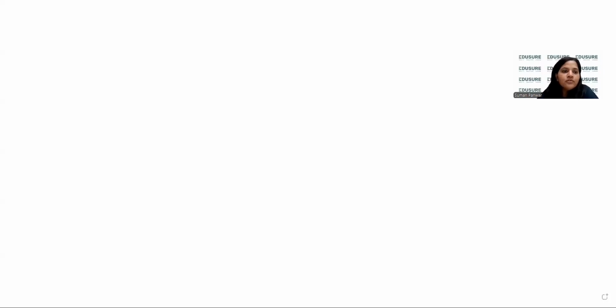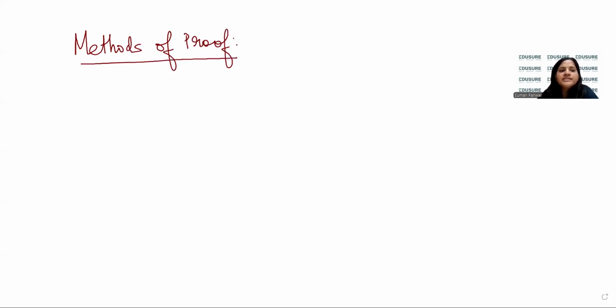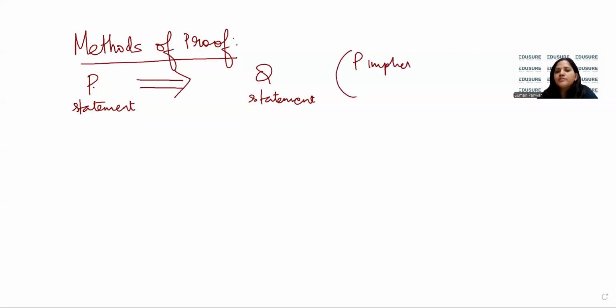Today we will discuss methods of proof. Now, suppose P is a statement and Q is a statement. And we want to prove that P implies Q. That means P implies Q. It means if P, then Q.